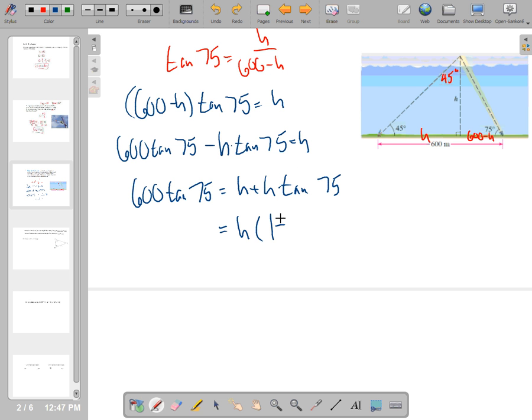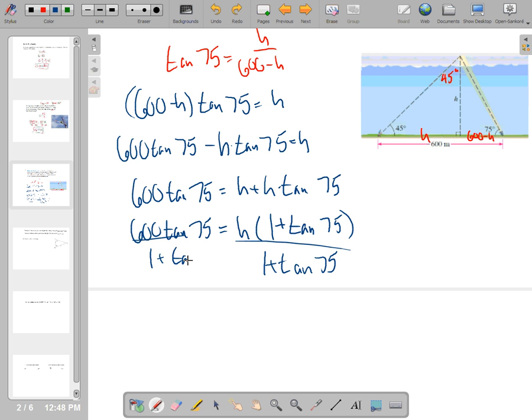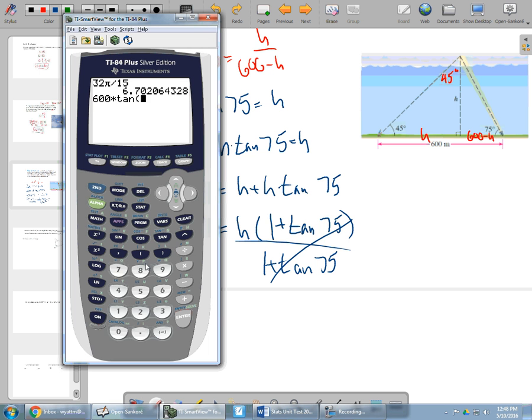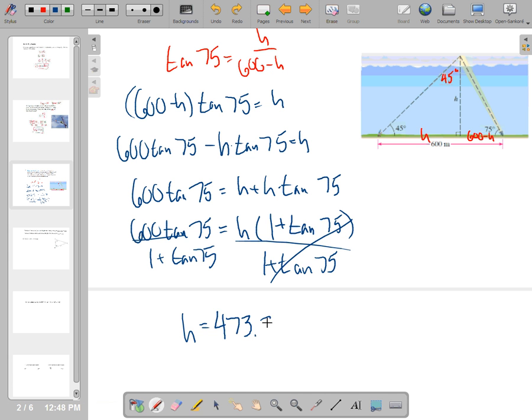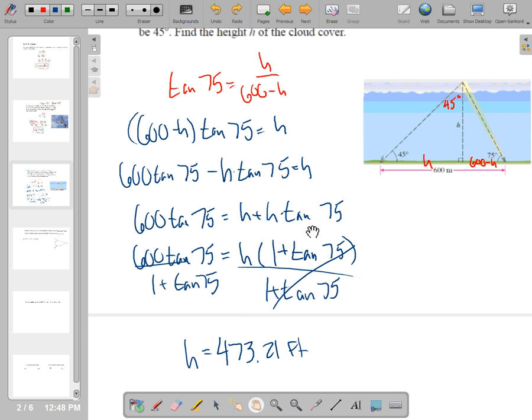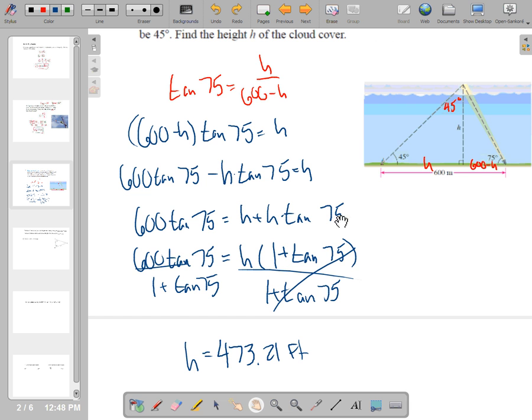So I'm going to factor out an h and say 1 plus the tangent of 75, and the left side still doesn't change. Now, if I want to get h by itself, I need to divide both sides by 1 plus the tangent of 75. And now I have h by itself. So h is, I'm going to get this as a decimal, 600 times the tangent of 75 divided by 1 plus the tangent of 75. You guys use parentheses here. And that will get me 473.21 feet. So the question is asking, find the height of the cloud cover. The cloud cover is 473.21 feet in the air.